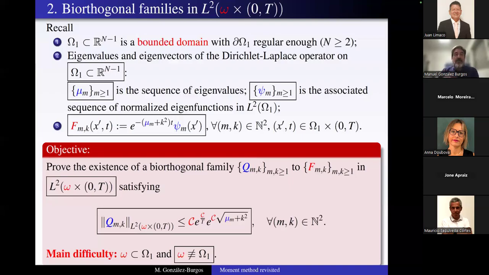Then, summarizing, we have Omega 1, a bounded domain with boundary regular enough. We have mu_m, the sequence of eigenvalues, and c_m, the sequence of normalized eigenfunctions in L2 of our operator, which is the Dirichlet Laplace operator in Omega 1. We had f_mk equal to this quantity, and the objective is to prove the existence of a bi-orthogonal family which satisfies this additional condition. The norm of q_mk must be bounded. And here the main difficulty comes from this fact: little omega is different from Omega 1.